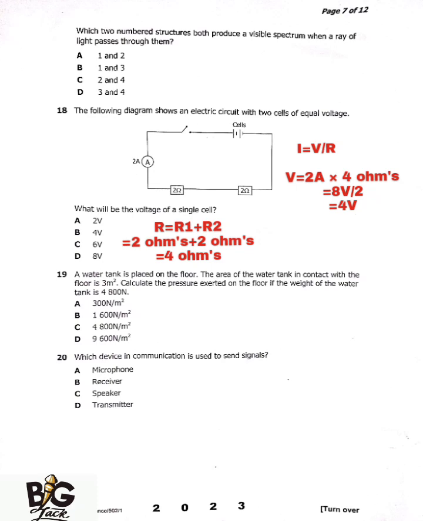So 3 meters squared, that is the area. The question is saying, calculate the pressure exerted on the floor if the weight of the water tank is 4,800 newtons. Here I'm going to give you the formula. Pressure, denoted by P, is equal to force, denoted by F, over area, denoted by capital A.